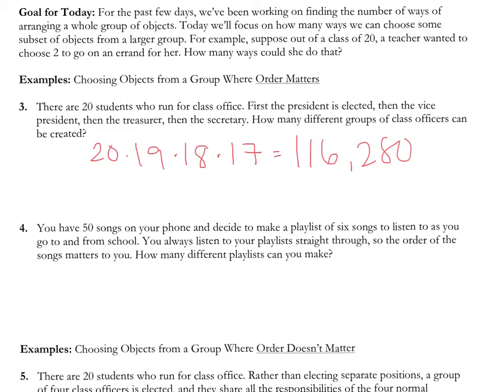So out of 50, we want to pick 6 songs. So for the first song in our playlist, we have 50 choices. Then for each of those 50 choices for our first song, there are 49 choices for our second song. So up until this point, we have a total of 50 times 49 possibilities for the first 2 songs. That leaves 48 choices for the third song, 47 choices for the fourth song, 46 for the fifth, and 45 for the sixth.